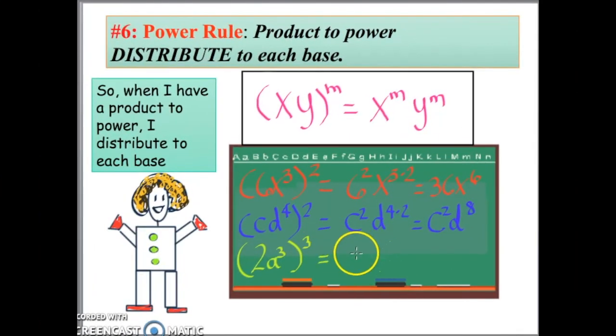All right, let's see what you got. 2 to the 3rd. A, 3 times 3. So you got 2 times 2 times 2, so that's 8. A, 3 times 3, to the 9th power. Hope you got that. Hope it's making sense to you. Remember, you can always stop the video, okay, and rewatch as many times as you like.